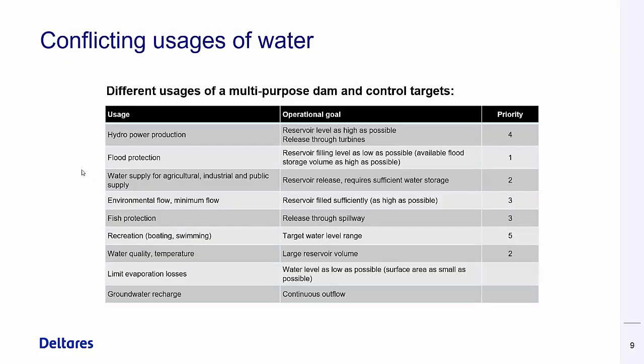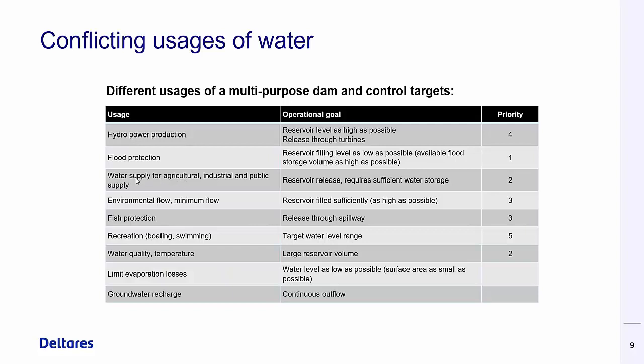Multi-purpose dams are usually operated with different water use functions in mind. Hydropower production, for example, has advantages if the water level is as high as possible, and then we would like to release water through the turbines. But the opposite is the case for flood protection. There it's good if the reservoir is as empty as possible, because then we have more flood storage volume. In case of a flood, we can catch more water and prevent damage downstream.